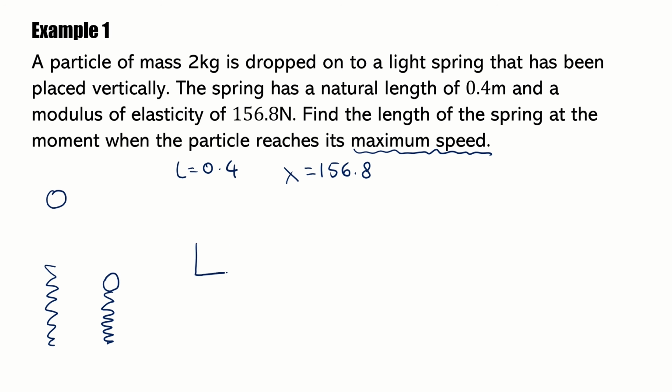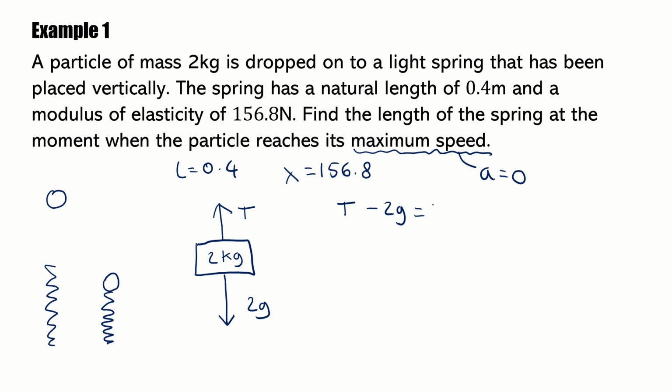So therefore, drawing a force diagram, we've got our 2 kilogram object, and if we've got the 2 kilogram particle, we know it's got a weight of 2g. But then, as the particle falls, it's compressing the spring, which means the spring is going to be pushing back with a thrust force going up. So, that's what's going on, but as it reaches its maximum speed, we know a is equal to 0. So putting this into F equals ma, we've got T minus 2g is equal to the mass times 0, which is 0.